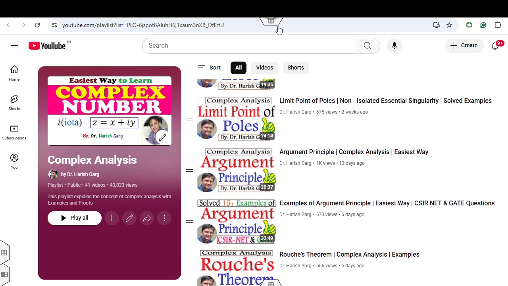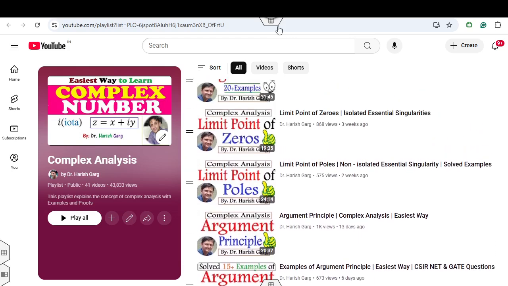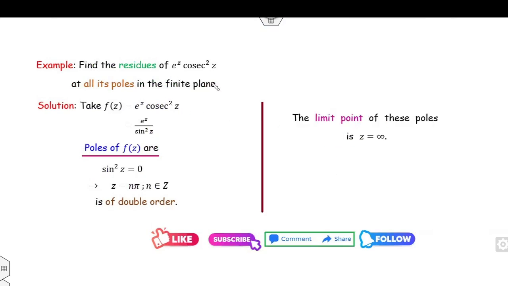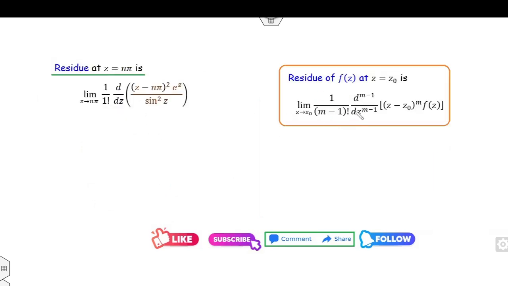That is already uploaded, the limit point of the pole. How can you find the limit point of the pole? So z equal to infinity is my isolated singularity, but we always take the finite plane. Now because they are of double order, the way you can compute is either by using this series or by the Taylor series.